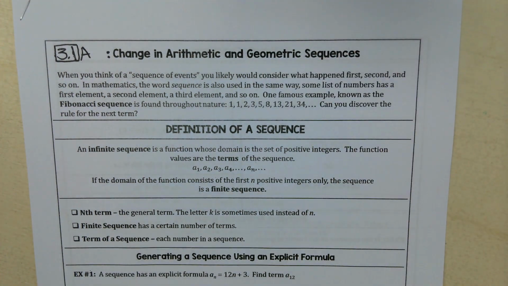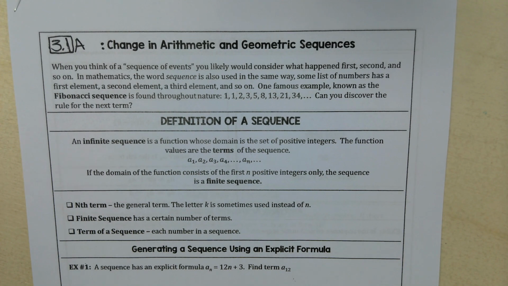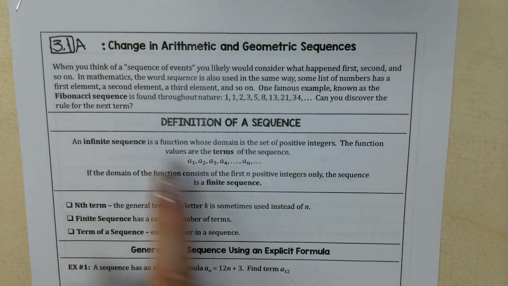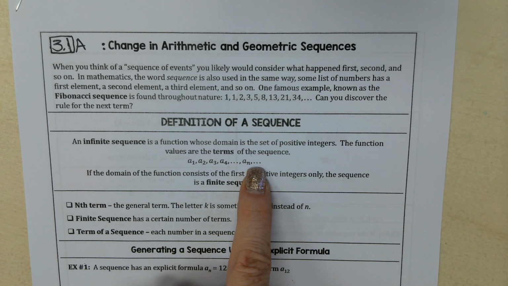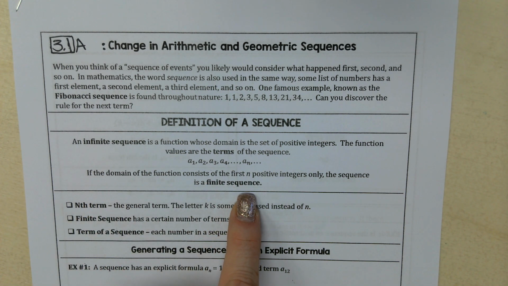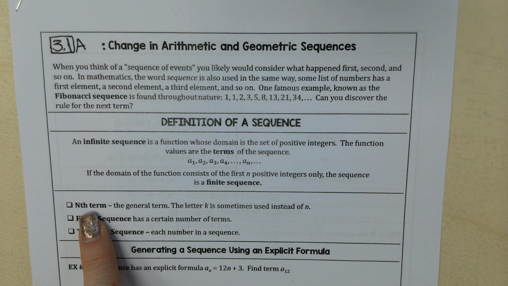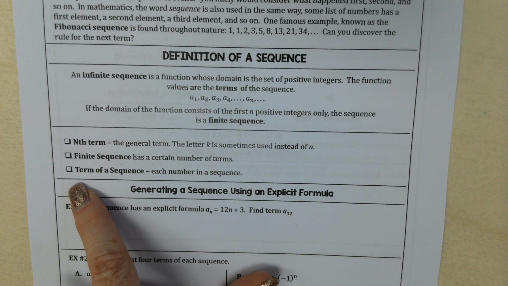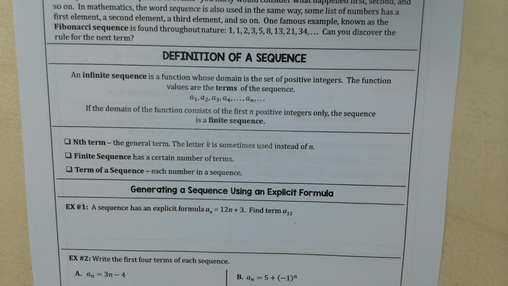Now, we are specifically going to look at the types of sequences that we have a pattern to help us find what comes next, okay? We have infinite sequences. That's the ones where we have the ... at the end. Just tells me that it keeps going. And then a finite sequence. Finite just means finish, okay? The nth term is just the term that you're looking for. And then the term of a sequence is the actual number itself, okay?